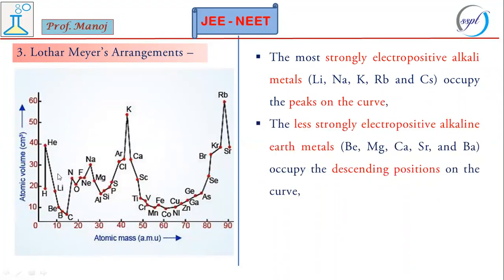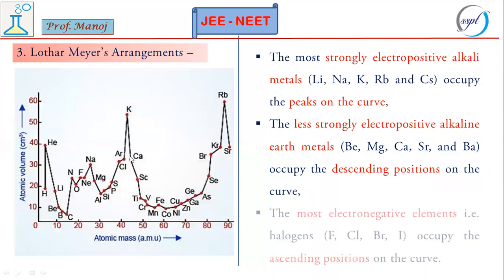Lesser electropositive alkaline earth metal will just immediately follow in the descending manner. So lithium ke baad niche beryllium, sodium ke baad niche magnesium, potassium ke baad yahan calcium and so on. Then electronegative elements occupy ascending position, upar jane wala. To dekho yahan pe ye fluorine hai, here chlorine, bromine. So they are going upward after that.